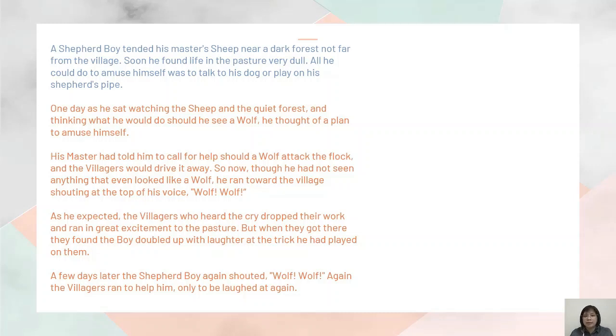The first paragraph is what we know as orientation, because it gives an introduction about the story, the setting, in this case a pasture and also a village, and also the protagonist or the main character, which is a shepherd boy. Now let's go on to the next paragraph.